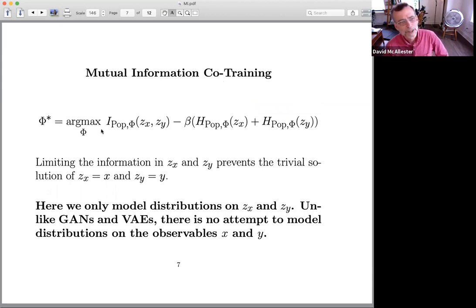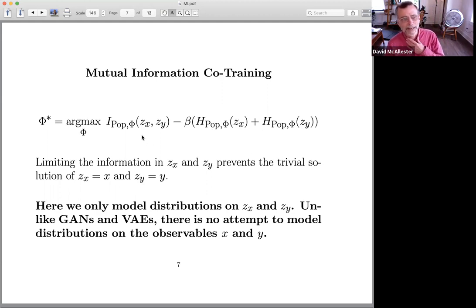So if we didn't limit the amount of information in ZX and ZY, there's a trivial solution of maximizing this mutual information, which is just to set ZX to X and ZY to Y, right? And that preserves all of the mutual information between X and Y. By the data processing inequality, this can never be greater than the mutual information between X and Y, because we've lost information in abstracting it to some more compact representation. So this term will eliminate this kind of trivial solution. So it's a fairly important term.